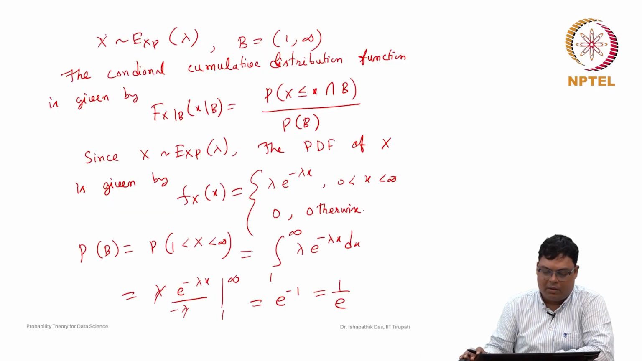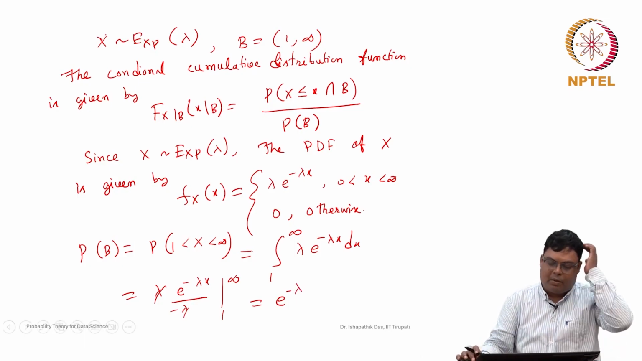I just remembered I made a mistake here. So, e to the power of minus lambda x divided by minus lambda: as x goes to infinity, this is 0, and at x equal to 1, it will be e to the power of minus lambda. So, this is e to the power of minus lambda. So, this is the probability of B.